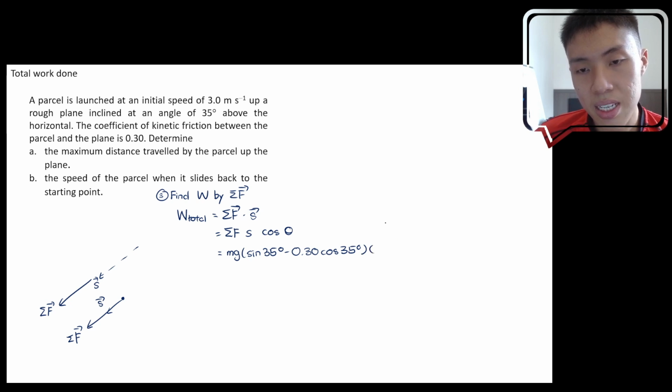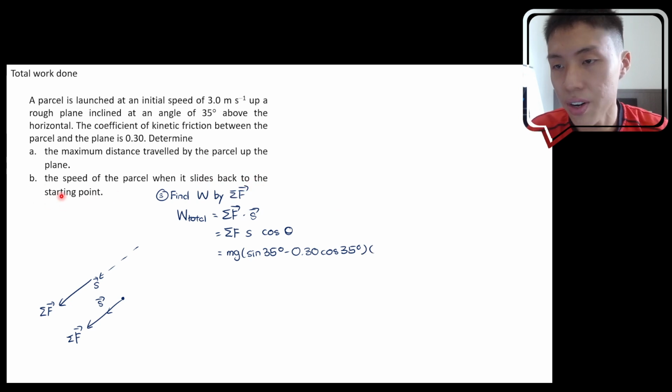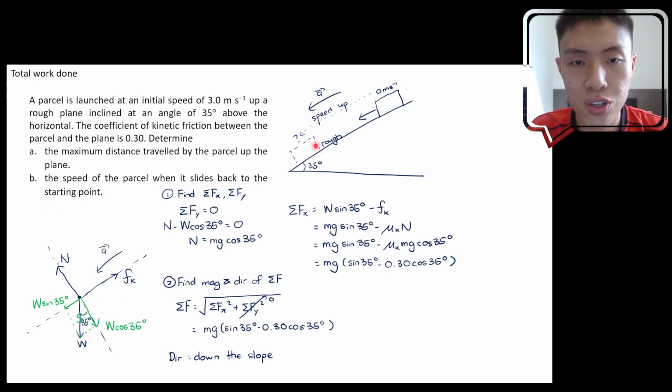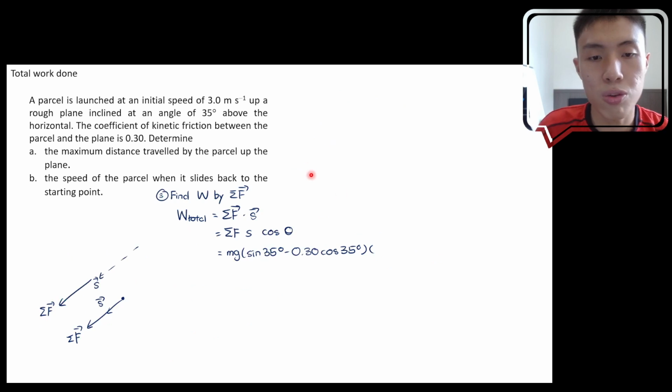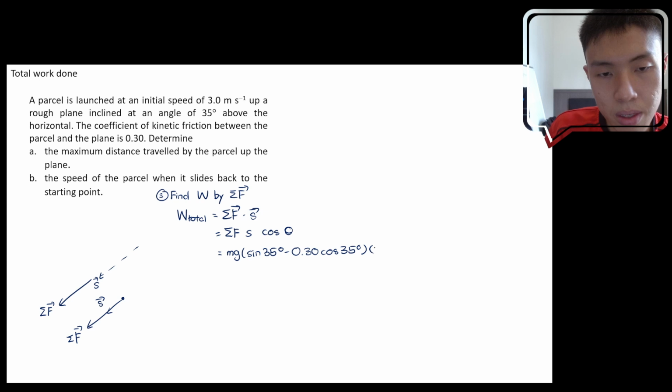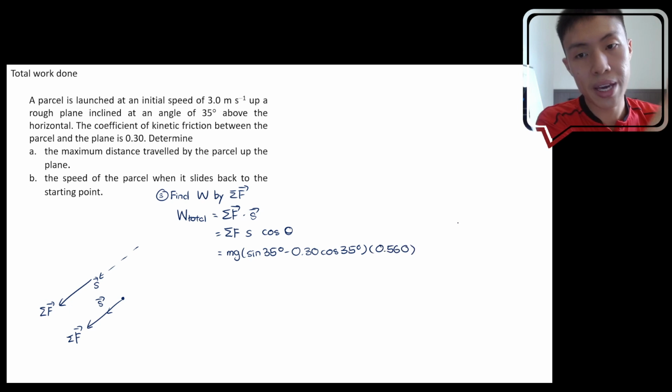S, the distance traveled: they say you want to slide back to the starting point, right? If you are sliding back to the starting point, it has to travel the same distance as situation A. So if situation A travels up by 0.560 meter, for you to slide back to the starting point, you have to travel the same amount, which is 0.560 down the slope, in order to obtain S. The same amount of distance traveled up the slope and down the slope.